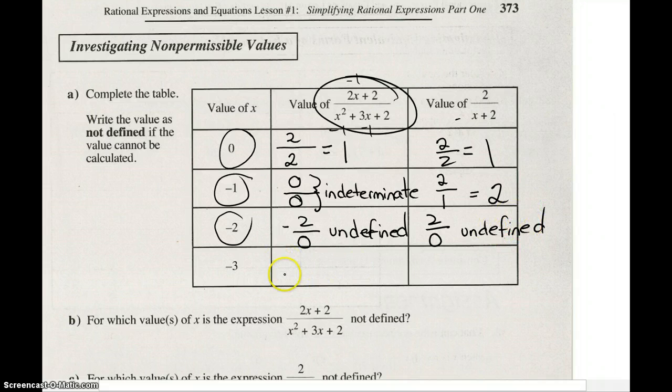All right, and then the last one. If I put a -3 in there, and I'm going to leave you to do that, I will end up with an answer of -4 over 2, which equals -2. But on this side, when I put in my -3, I will end up with a 2 over -1, which works out to a -2.